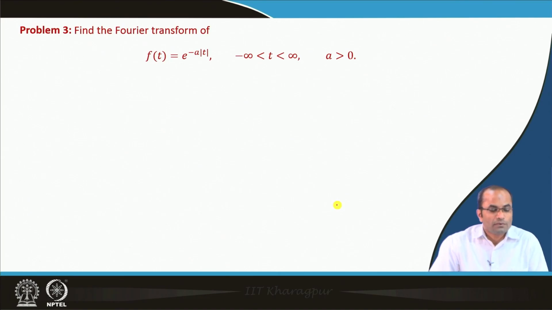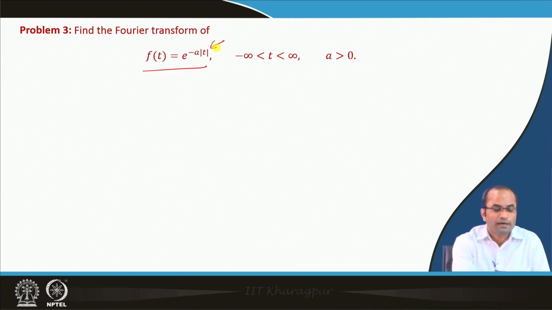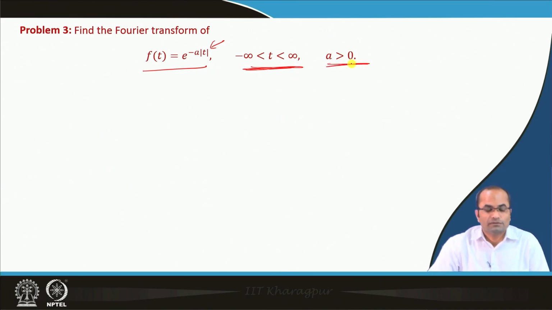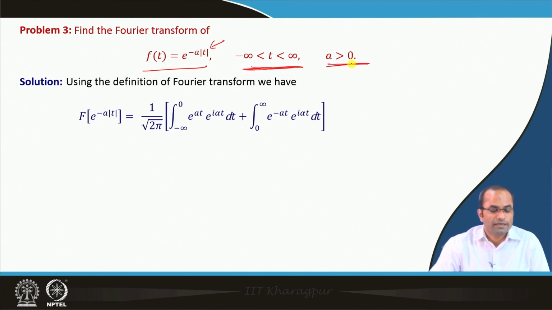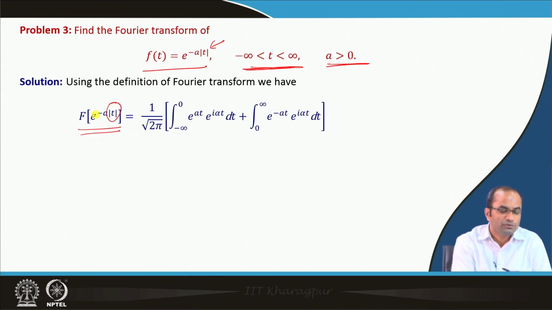Well, so we have another problem where we will find the Fourier transform of this function e^(-a|t|), where t is from minus infinity to plus infinity, and a is a positive number. So, using the definition of the Fourier transform, again we can apply it here. So, this t is the absolute value.